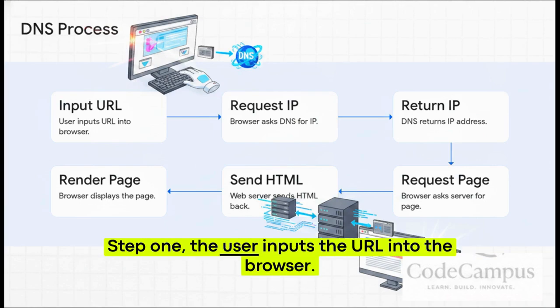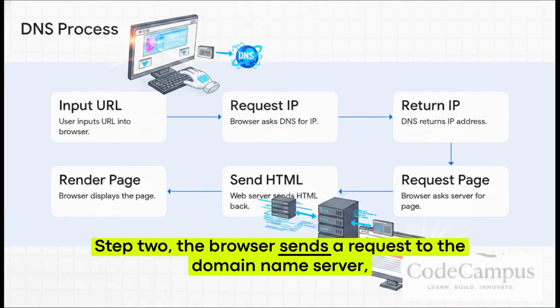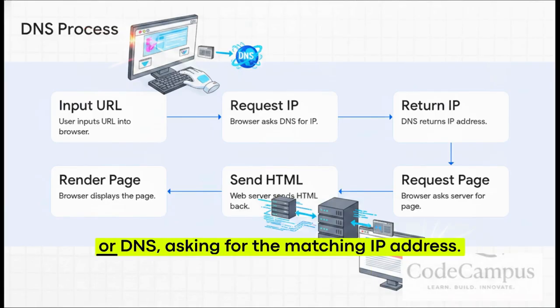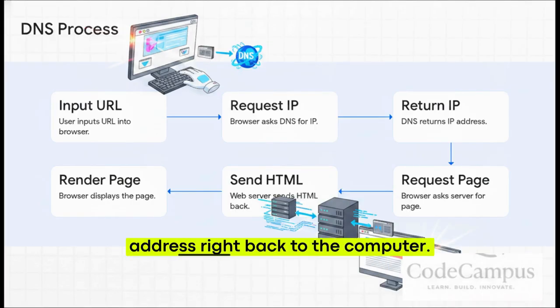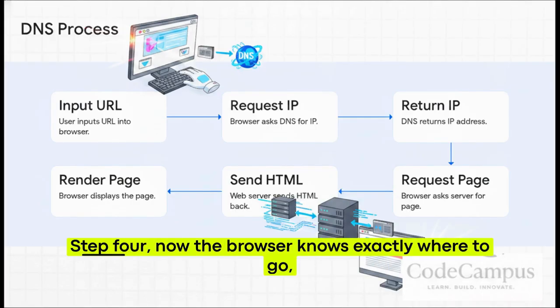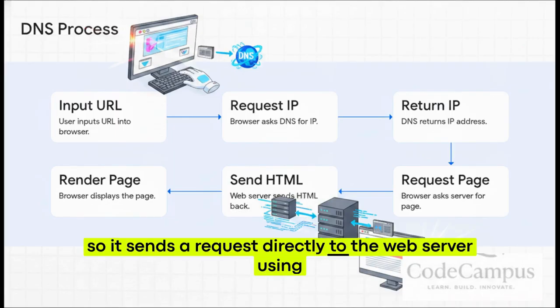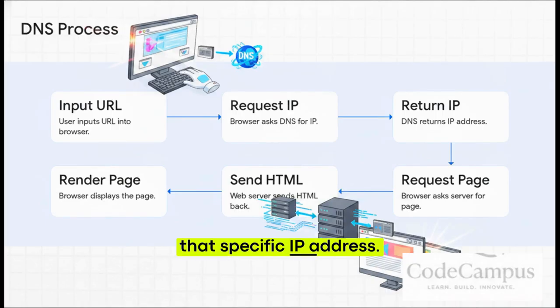Step 1. The user inputs the URL into the browser. Step 2. The browser sends a request to the domain name server, or DNS, asking for the matching IP address. Step 3. The DNS searches its database and returns that numerical IP address right back to the computer. Step 4. Now the browser knows exactly where to go, so it sends a request directly to the web server using that specific IP address.